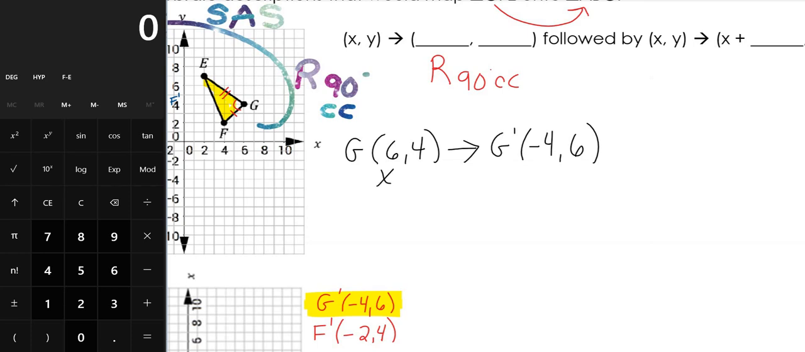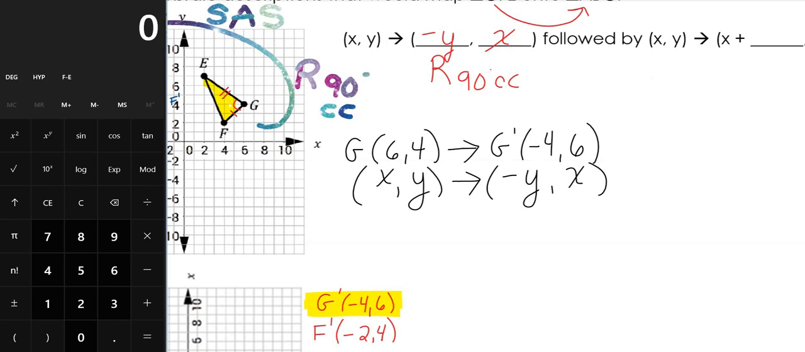6 was your original X value. 4 was your original Y value. Look how the 6 went to the back of the coordinate. So now X is in the back. The 4, which was your Y value, moved to the front and it changed signs. So I'm going to put that Y is in the front and I'm going to put the negative there. So this is my algebraic expression. X comma Y becomes negative Y comma X. So I'm going to fill that in. Negative Y comma X. Rotation done.